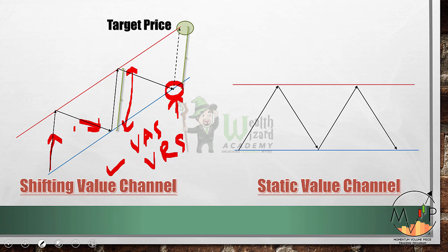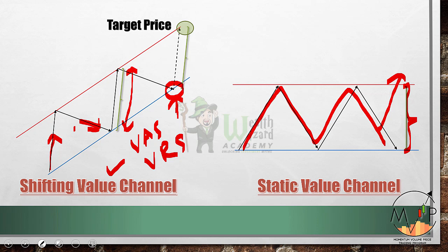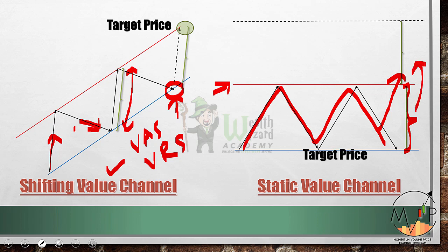So when we switch to the static value channel, we have this particular wave. In order to get the target profit upon a breakout, we calculate the magnitude of the whole sideways static channel. Then we extrapolate it from the resistance level and we add it up. So this will give us the target price.